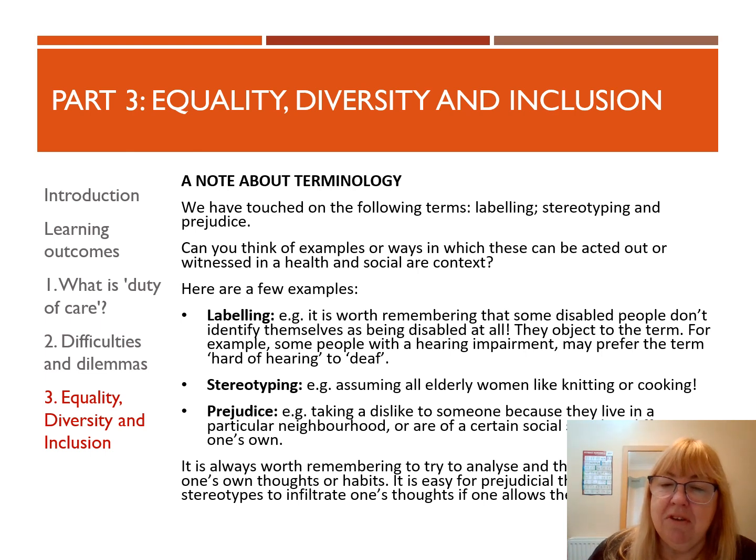As mentioned, stereotyping. Here's a classic example: all older people, or elderly women like knitting or cooking, that sort of thing. Or all people with disabilities are in a wheelchair, or all people with learning disabilities can't read or write. Those sorts of things. Very important that you don't resort to stereotyping, because when you're working on someone's care plans, it will shut down and limit the sort of things you think of for them.